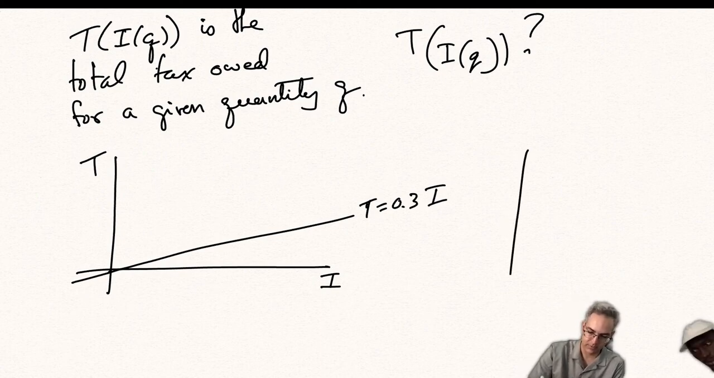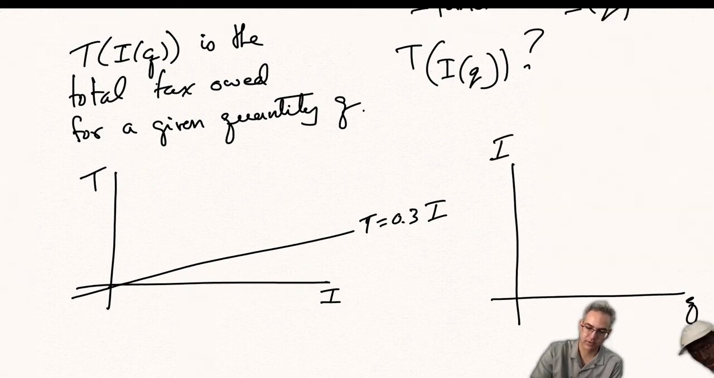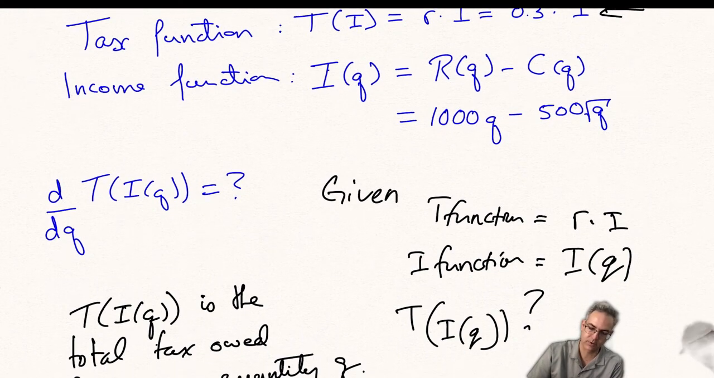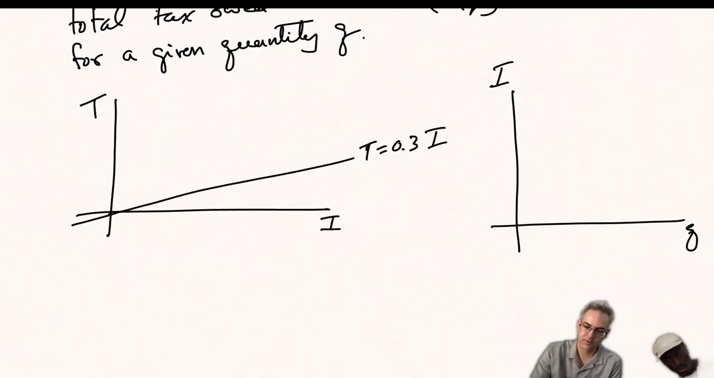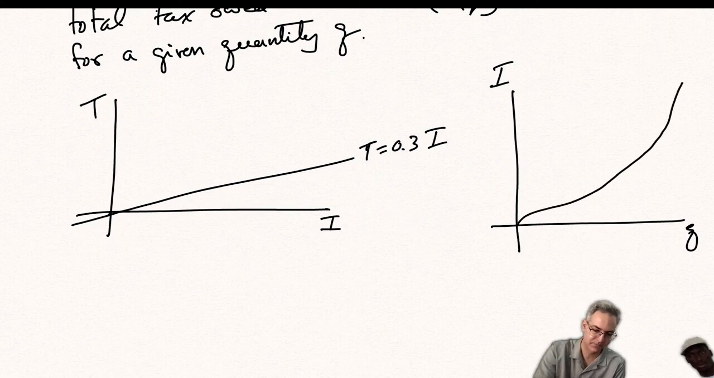Now we have another graph over here, and it's a little bit crooked. Let's try and draw it straighter. This is I as a function of q. And this function was 1000q minus 500 square root of q. So it will probably be something like, I'm totally guessing, but I think it will look something like that. The more quantity I make, the higher my income. Okay?